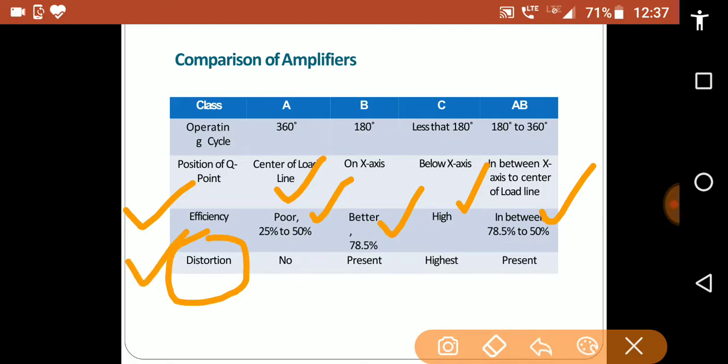The fourth parameter is distortion. In case of class A amplifier, there is no distortion. In case of class B amplifier, it is present. In case of class C amplifier, it is highest. And in case of class AB amplifier, it is present.